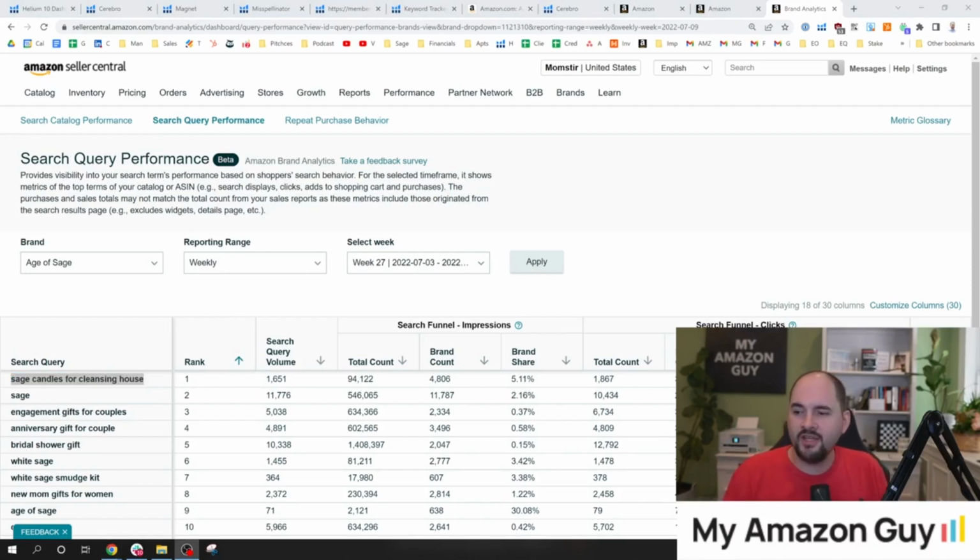Another common question I get is, can I understand this keyword down to the ASIN level or the particular product? And the answer to that is, unfortunately, no. You only get this data at the brand level.